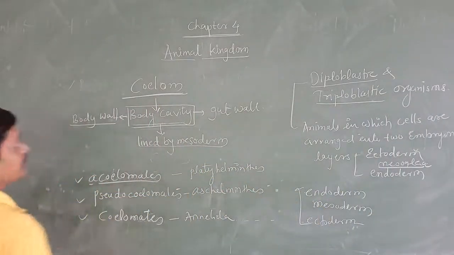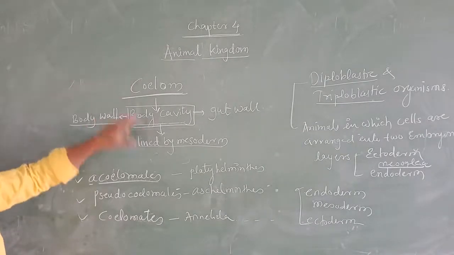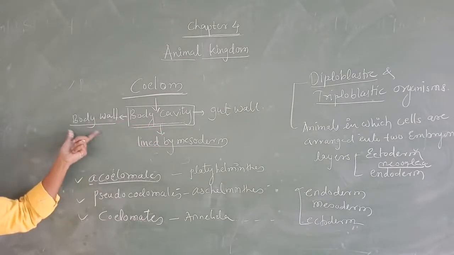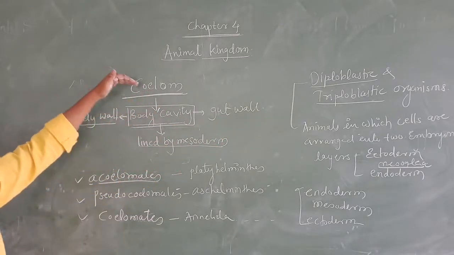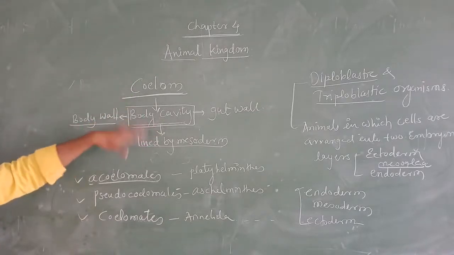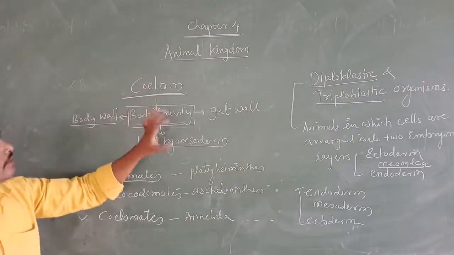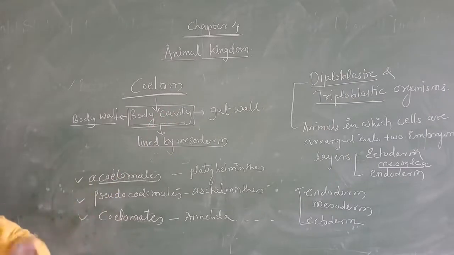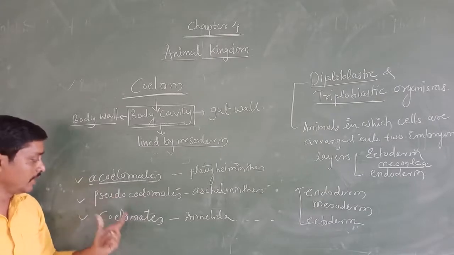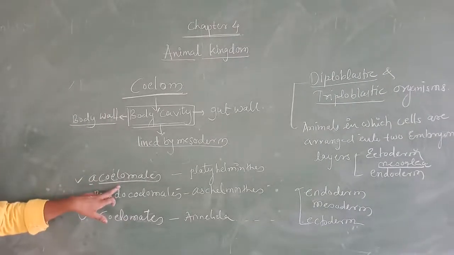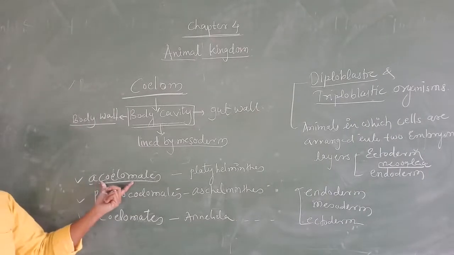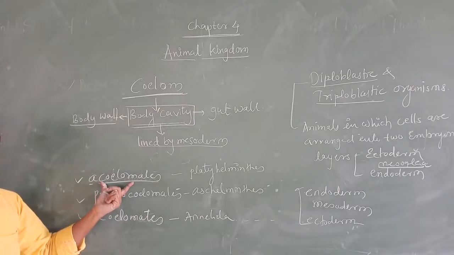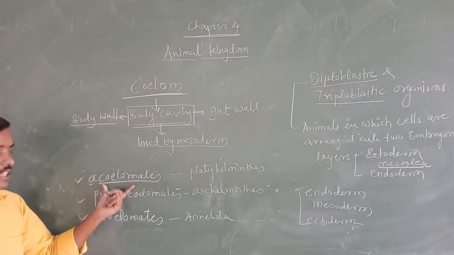Here in coelomates, what I told you in the definition, coelom is the body cavity which is present in between the body wall and gut wall and is lined by the mesoderm. Now, based on whether the body cavity is present or absent, there are three types of animals: acoelomates, pseudocoelomates and coelomates. The organisms in which the body cavity is absent are called acoelomates.